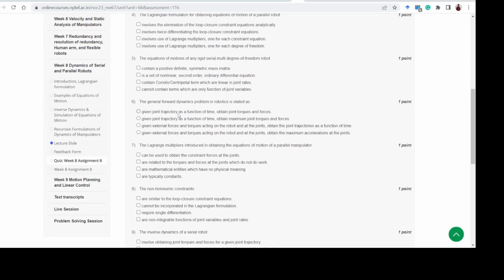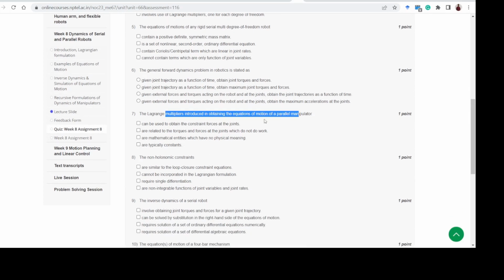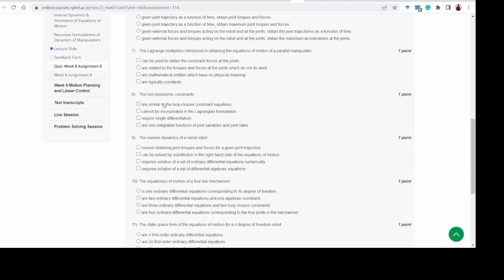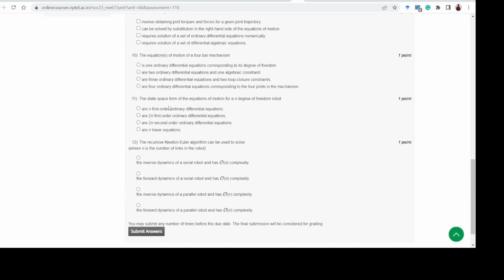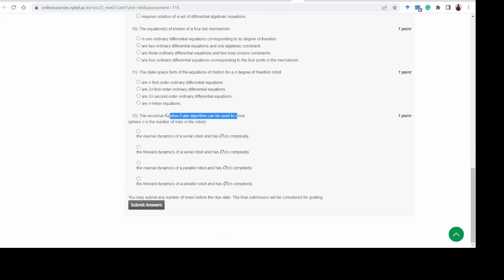And then there is the definition of general forward dynamics and inverse dynamics, and the Lagrange multipliers. As we saw in the sheet earlier, the Lagrange multipliers appear as external forces in the constraint space. Then there is a question about non-holonomic constraints, how they are included, and this is also given in your lecture notes. Then the question on inverse dynamics, and the last question is about the recursive Newton-Euler algorithm and the computational complexity.